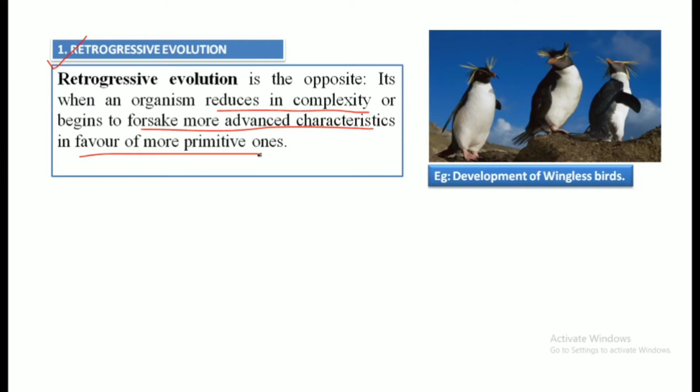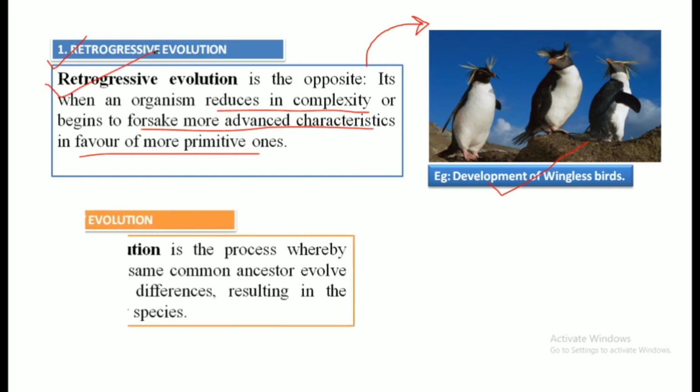So the development of wingless birds, because having wings in birds is considered to be an evolution that has taken place over a long time, because the ancestors of birds didn't have wings. But now if the birds are developing into a wingless organism, that means it is forming a simple form. So it is known as retrogressive evolution.